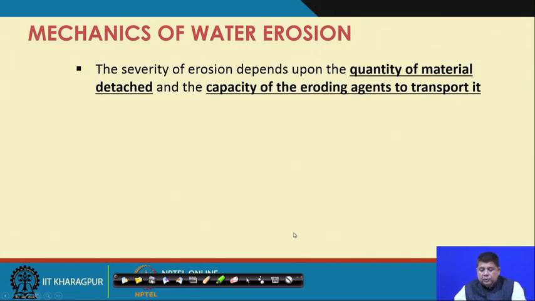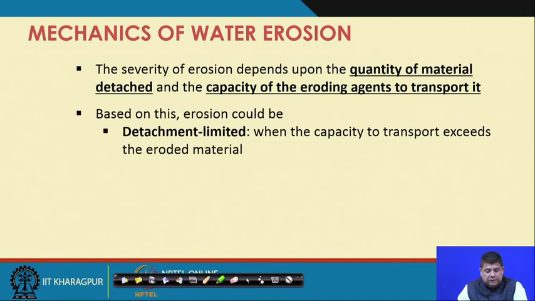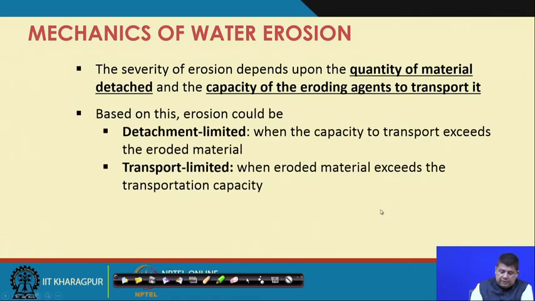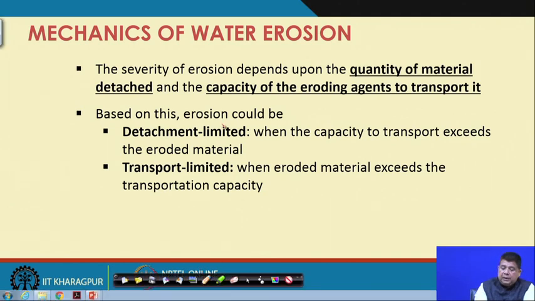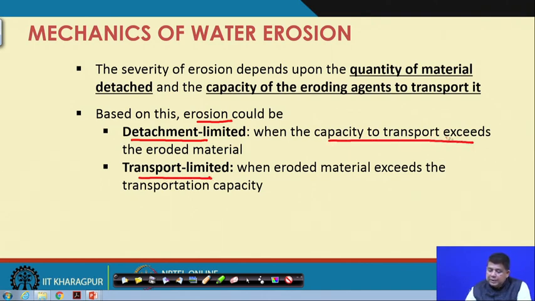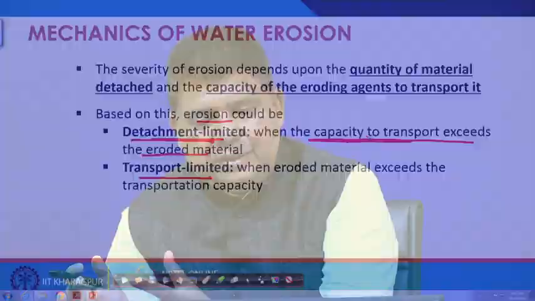The severity of erosion depends on the quantity of material detached and the capacity of eroding agents to transport it, which is quite obvious because these are the two processes involved. So, based on this, erosion could be detachment limited or transport limited. When the capacity of the transport exceeds the eroded material, then it is referred to as detachment limited. That means there are not enough detached soil particles for the flowing water to transport along with it.